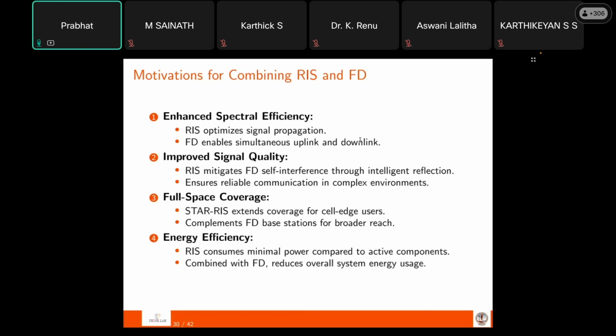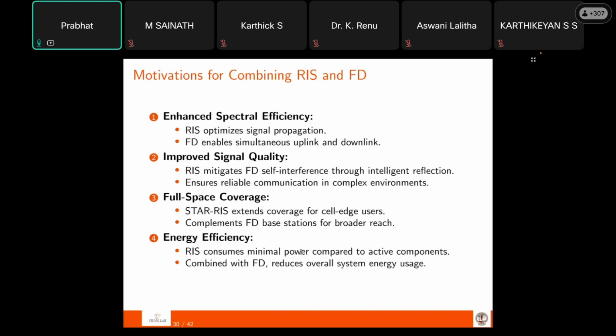Then we can also have coverage extension. We can use full duplex base stations for broader reach, and STAR-RIS configurations can also be used for extending the coverage to cell edge users. Energy efficiency can also be improved by using RIS and FD together. RIS consumes very little power, specifically the power consumed by the controller circuitry.